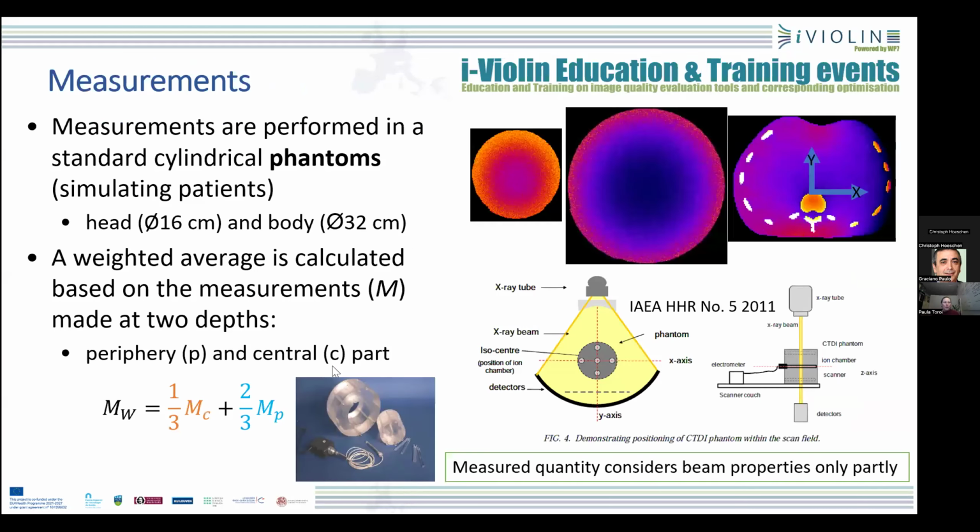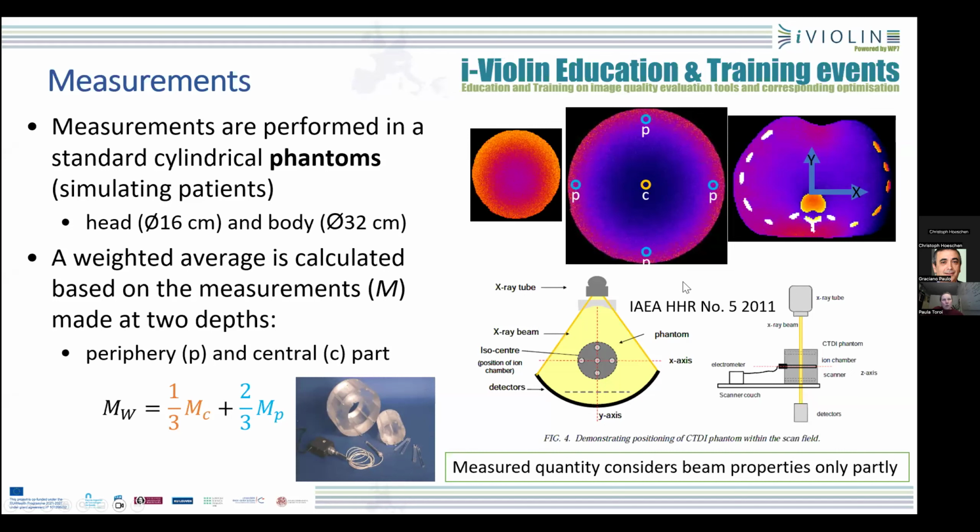So first of all, in CT, we have a very nice situation that our measurable quantity is actually already taking a step toward patient dose. So we do the measurements inside a phantom, which is somehow simulating patients, which is not the case in radiography and 2D imaging. This is the head phantom, which is 16 centimeter, and the body phantom, 32 centimeter. And then when we do the measurements, we do them at different depths, in the central part and in the periphery.